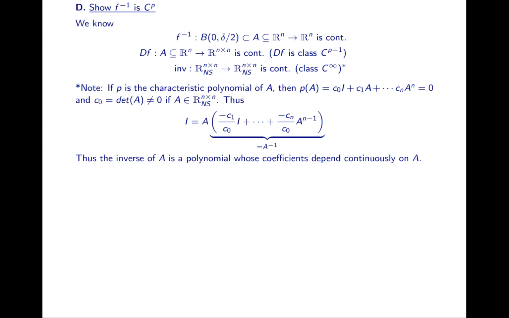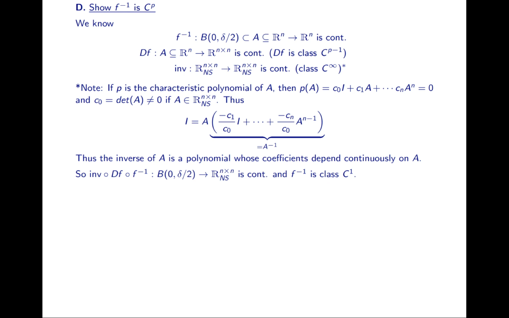Well, the inverse of a matrix is a polynomial of a matrix. We can show that by saying if P is the characteristic polynomial of A, then P of A is 0. And since P of A is a polynomial, this 0th order term is in fact just the determinant of A, and the determinant of A is not 0 because we're assuming that A is non-singular. Therefore, if I solve for the identity and factor out A, I get an expression for the inverse. So the inverse of A is a polynomial, and furthermore, the coefficients of that polynomial depend continuously on A.